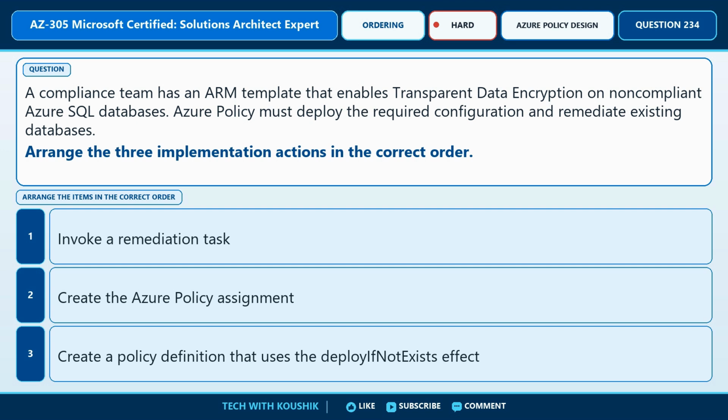The sequence must use these items. Item 1. Invoke a remediation task. Item 2. Create the Azure policy assignment. Item 3. Create a policy definition that uses the deploy if not exists effect.